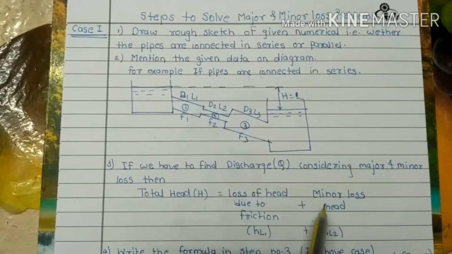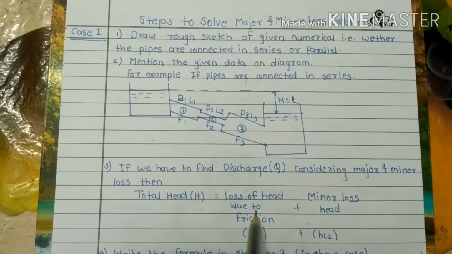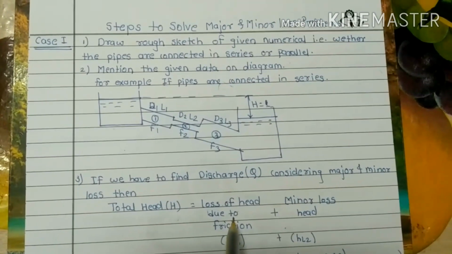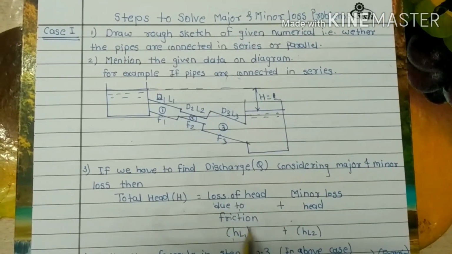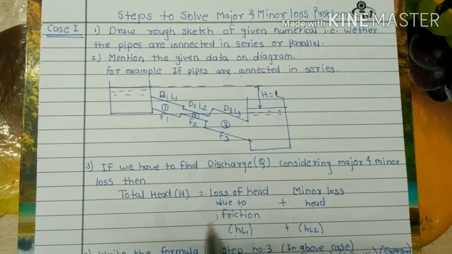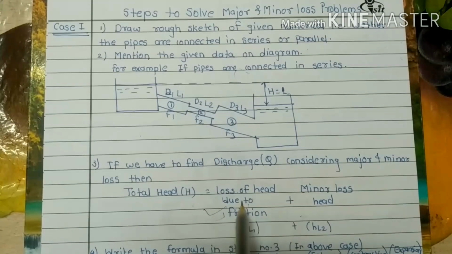But whatever the case, we compulsorily have to consider the major loss. Sometimes they say considering minor losses, so what do you think, that we don't have to consider the major loss? It is not like that. You compulsorily have to consider the loss of head due to friction, that is, the major loss.